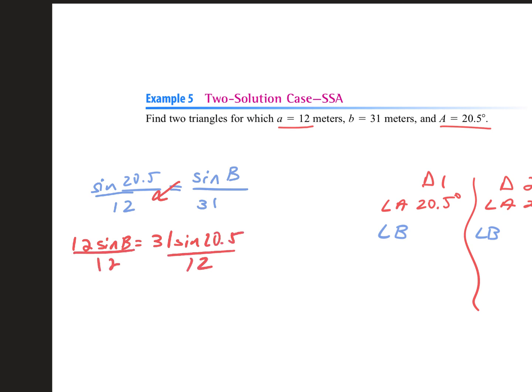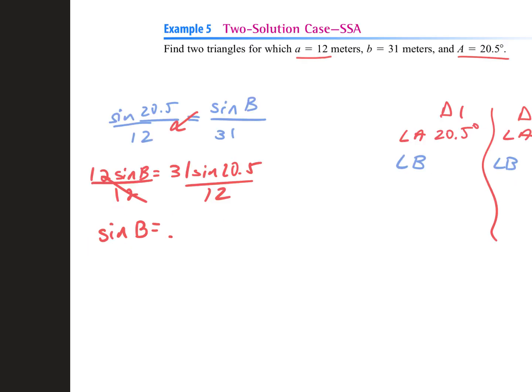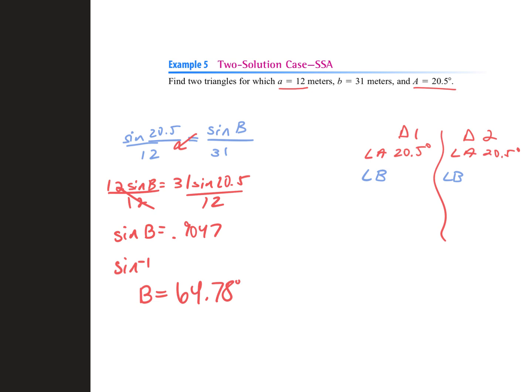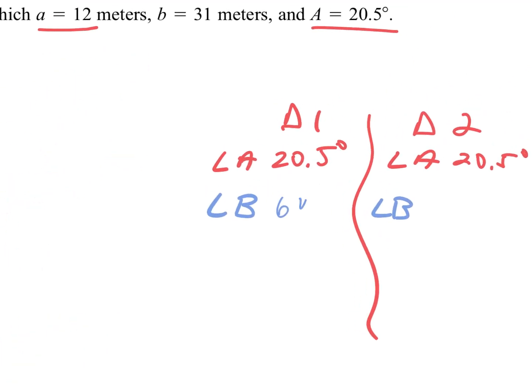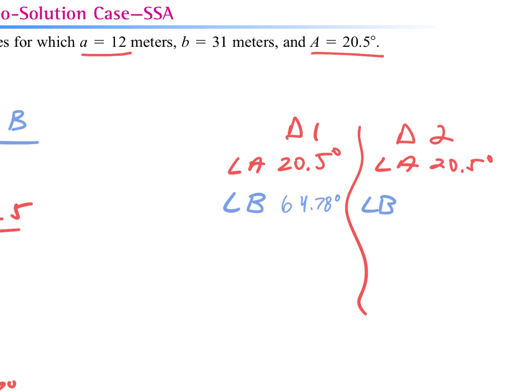Divide both sides by 12. So I get the sine of B is how much? Y'all getting 0.9047? Yeah. Okay. So hit second sine, second answer. 64.78. I got 64.78 degrees. Agreed? Yeah. Okay, so in the first triangle, I got that angle B was 64.78 degrees. Now let's figure out if there is a hidden second triangle.